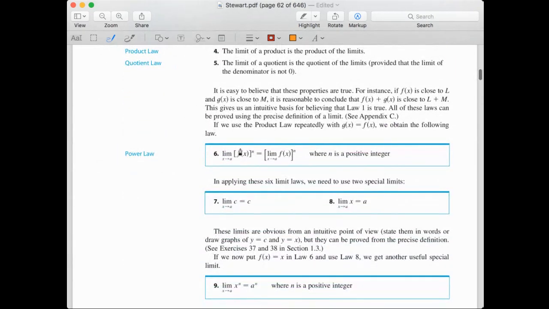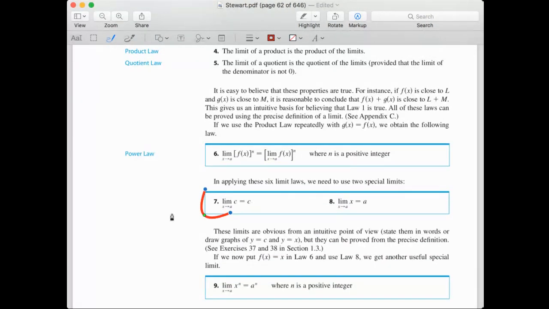And also, the limit of a function raised to the nth power is the nth power of the limit. This 7 is important. So what's the limit of a number? The limit of a number is just a number because it is independent of the x value. Limit of a number is just a number. Okay.